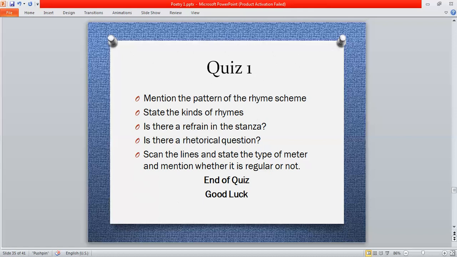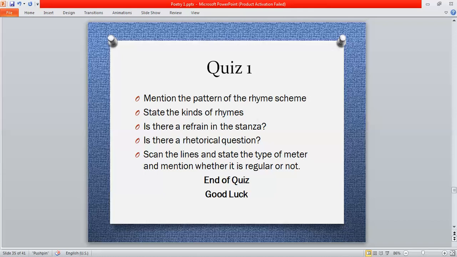Is there a refrain in the stanza? You have to say yes or no. And if the answer is yes, you have to mention which line constitute the refrain. But of course, if the answer is no, so you are not obliged to mention any refrain because simply it's non-present. Also, you have to search for a rhetorical question if there is any in the previous stanza.